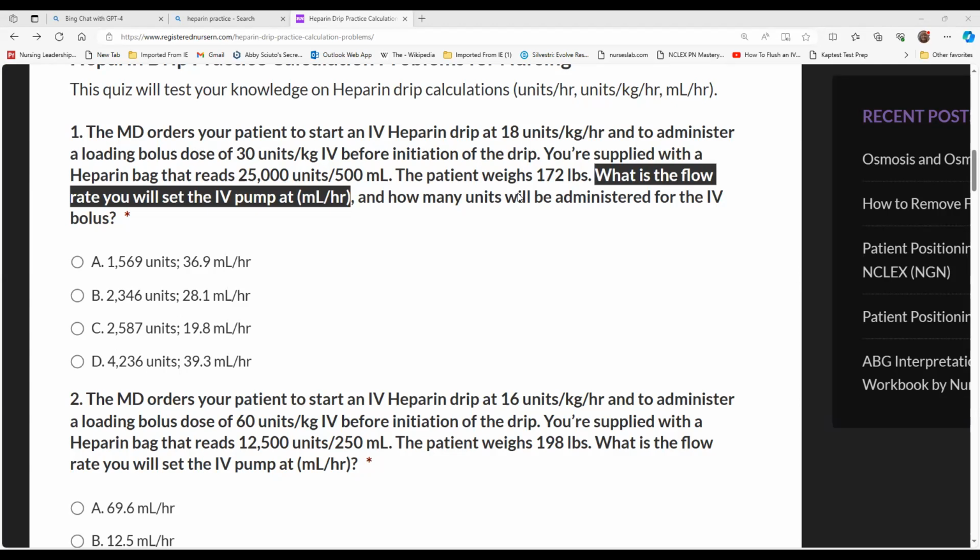All right, so I already know if it's mLs per hour, what I need is my total volume of mLs and my time in hours. So this is really going to be a desired over have question. Okay, everybody with me on that? If you don't understand why I'm saying that, speak up now.